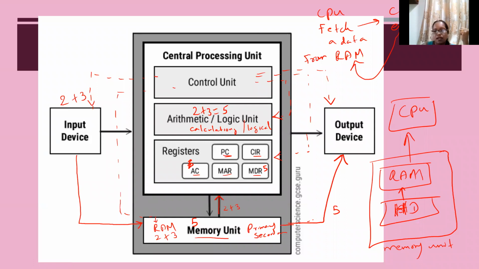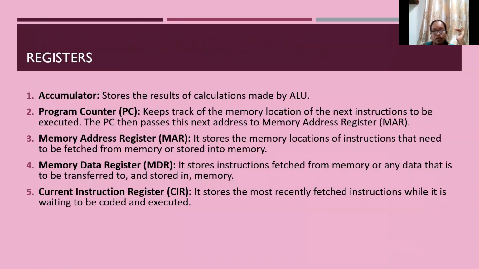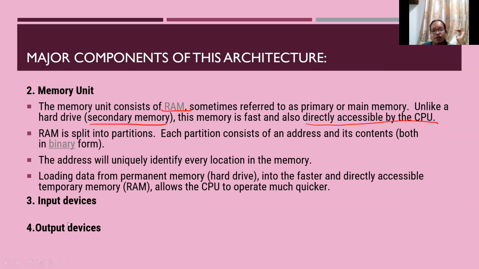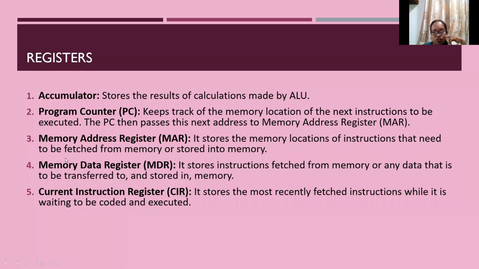And the reverse is also the same. The CPU first sends the data to the RAM. Then if we save the data, the RAM will send that data to the hard disk permanently. Then input devices and output devices I didn't mention here because you know that. The purpose is very clear to you. And we'll move on to the purposes of each of these registers.